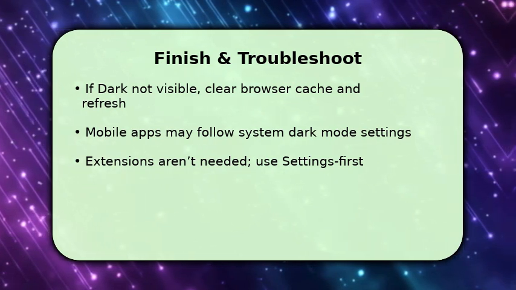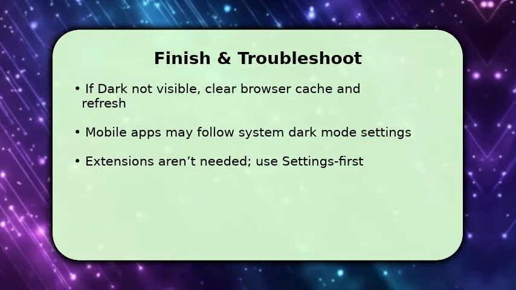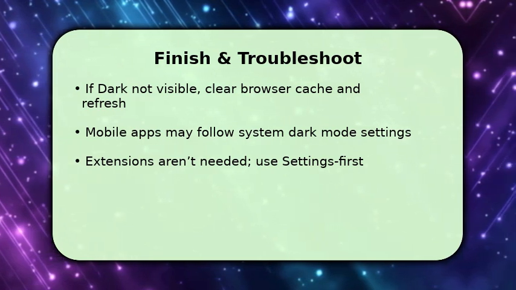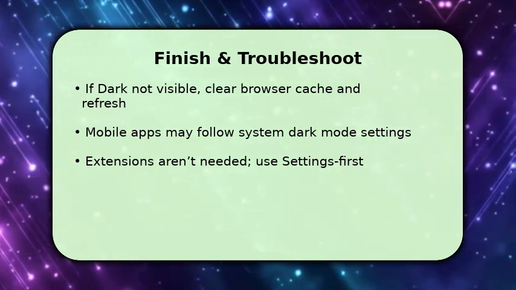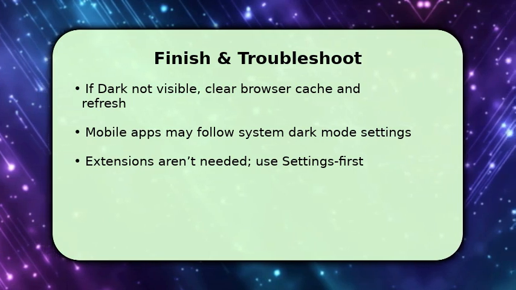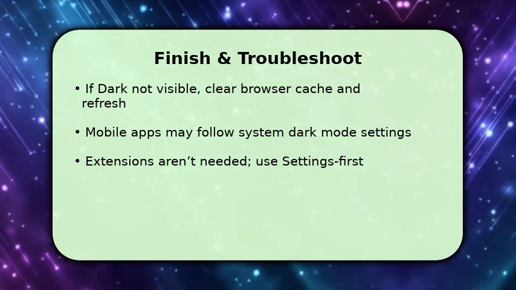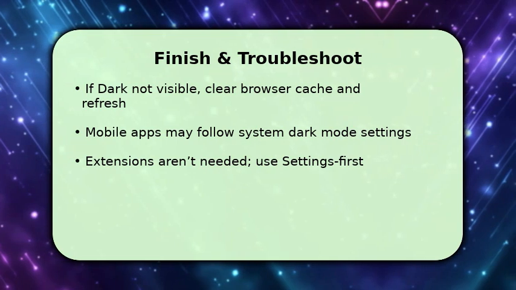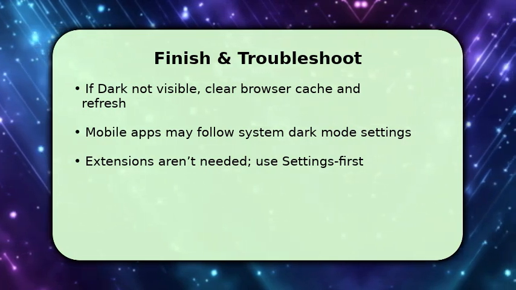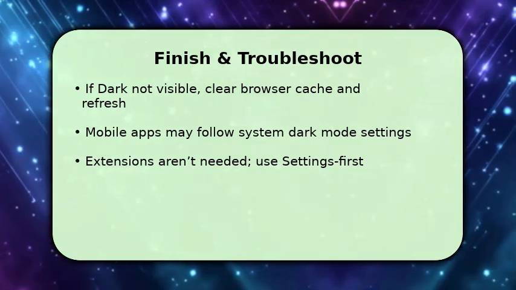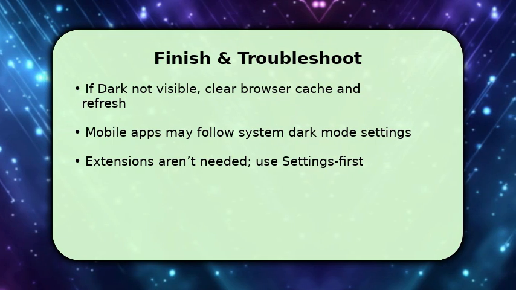If the theme didn't apply, clear the browser cache and hard refresh the page, then recheck theme settings. Note, mobile apps sometimes follow your device's system dark mode rather than the site setting, so enable system dark on phone if needed. If problems persist, ensure no browser extensions override site styles, disable them briefly and retry.